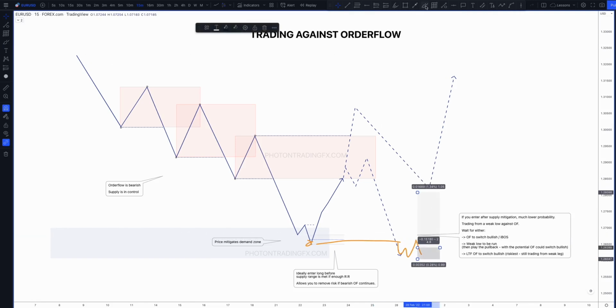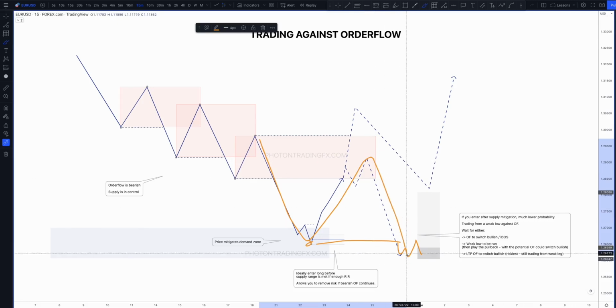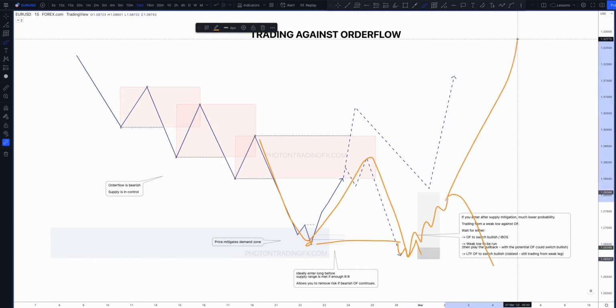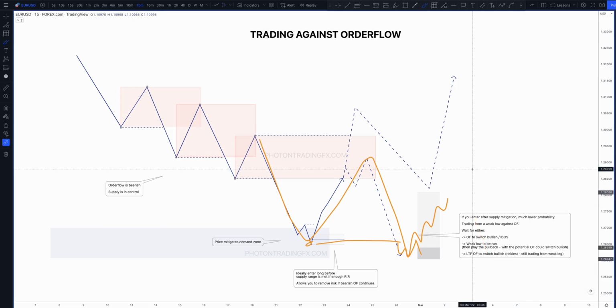And then at least, like I said, if the larger bearish order flow stays bearish, you're basically playing that pullback, you can remove your risk, and then if it comes back down, you're fine, you've covered yourself. But it could turn into that movement, because that's the movement we're looking for, right? So that's your second option. That's what I mean: play the pullback with the potential that order flow could switch bullish, when you've let that weak low go.